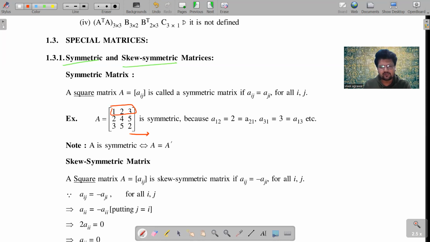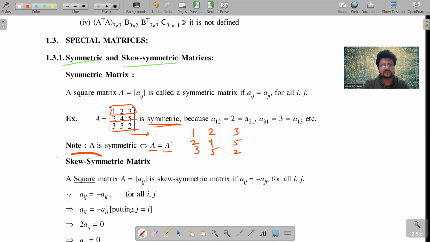This row will be converted into the column, right? 1, 2, 3. This 2, 4, 5 will also be converted to the column part. This 3, 5, 2 also will be converted to the column part. So you can see that this is still 1, 2, 3, 2, 4, 5, 3, 5, 2. Yes. So that is called a symmetric matrix. In a symmetric matrix, always the transpose of the matrix will be equal to the original matrix.